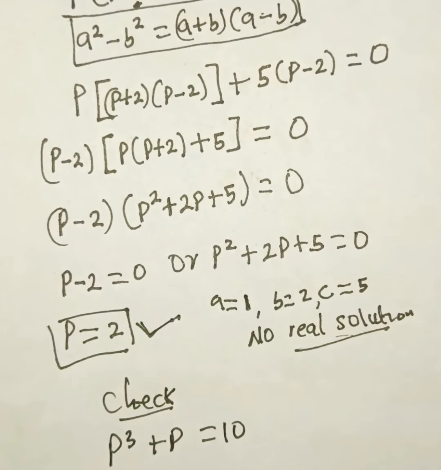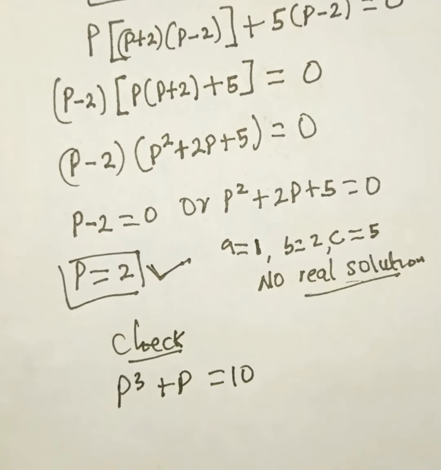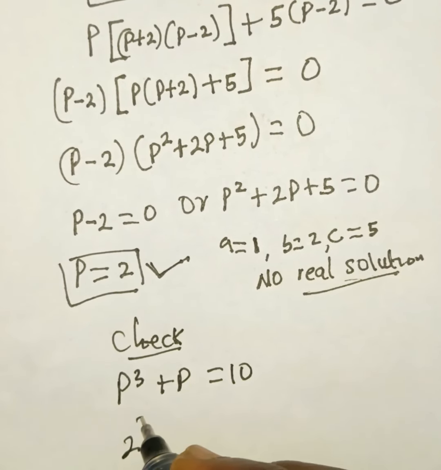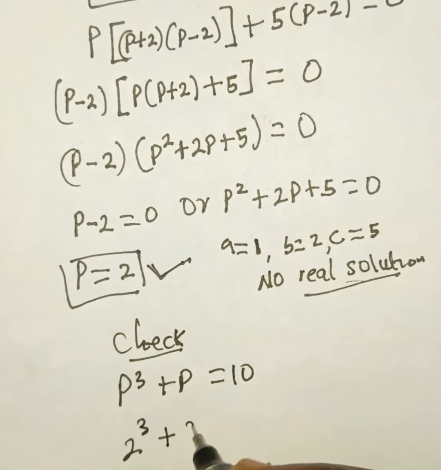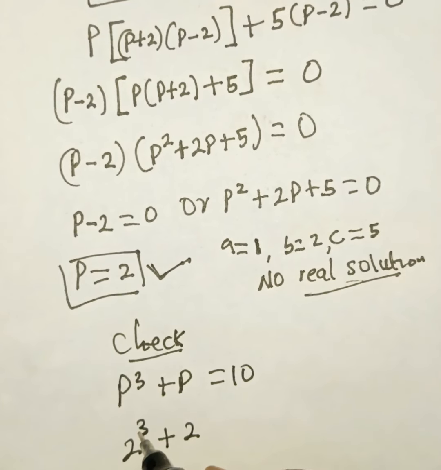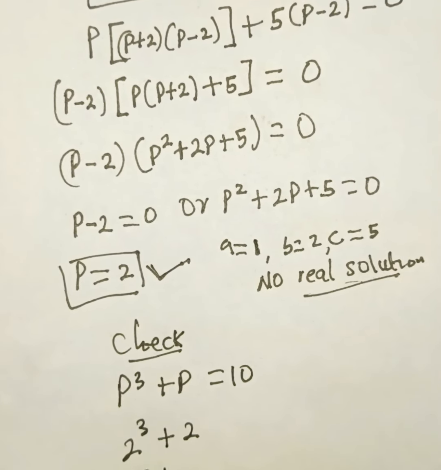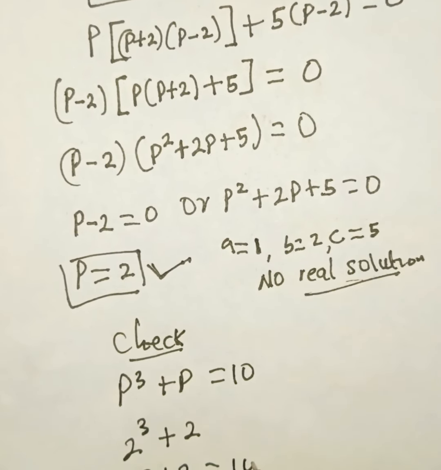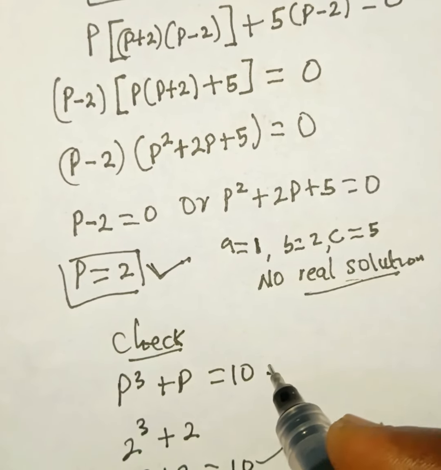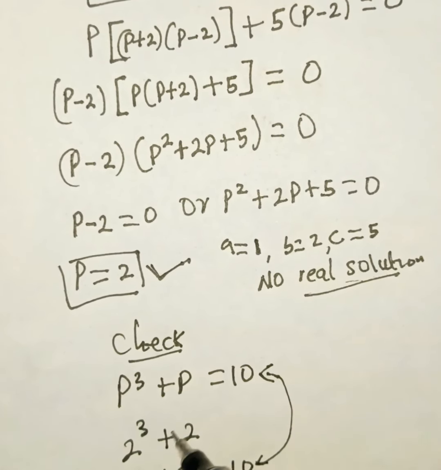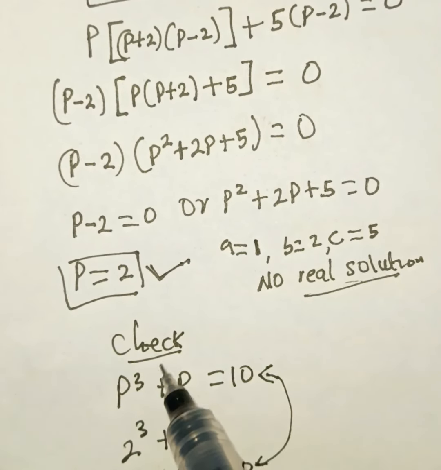Now anywhere we see p, now we're going to replace with 2. So this is going to be what? 2 raised to the power of 3 plus, in place of p, is going to be 2. 2 to the power of 3 is going to give us 8. Then 8 plus 2 is going to give us 10. So therefore, the left hand side is the same as the right hand side at p is equal to 2.